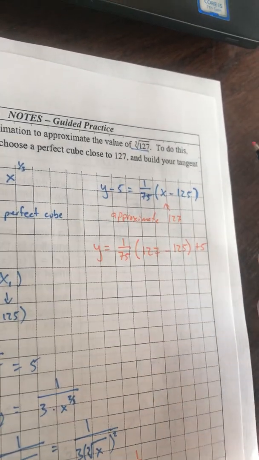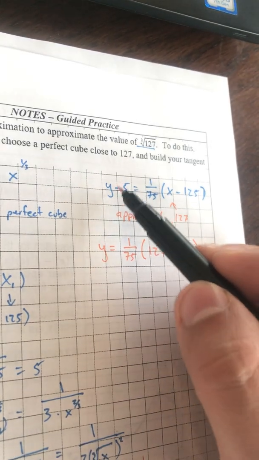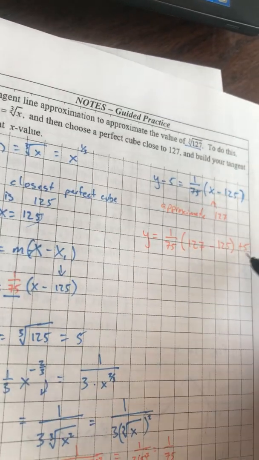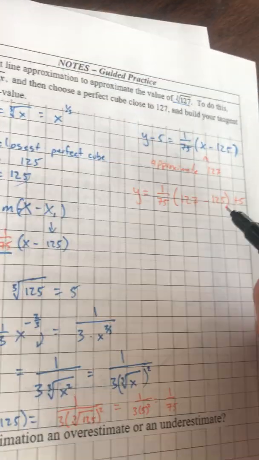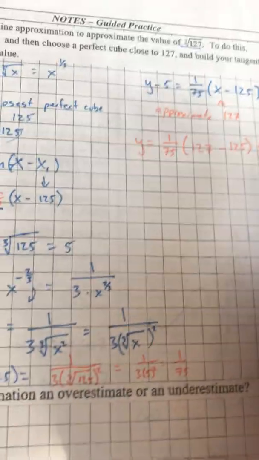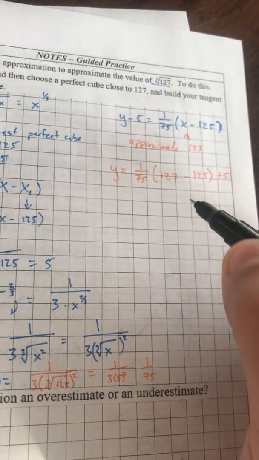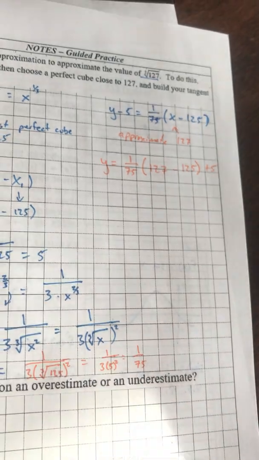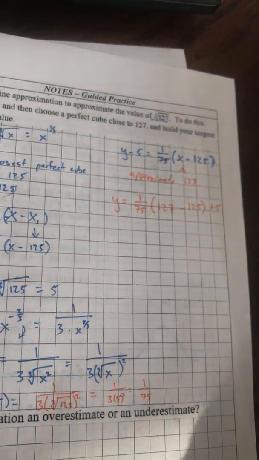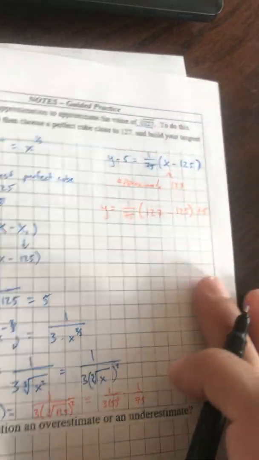So just in case you guys are aware, I'm solving for y, so I move this to the other side, so that's the plus 5 part, and I'm changing the x to the 127. Now, in calculus, do we need to solve this? No, we can just leave it like that. Okay, and we're done.